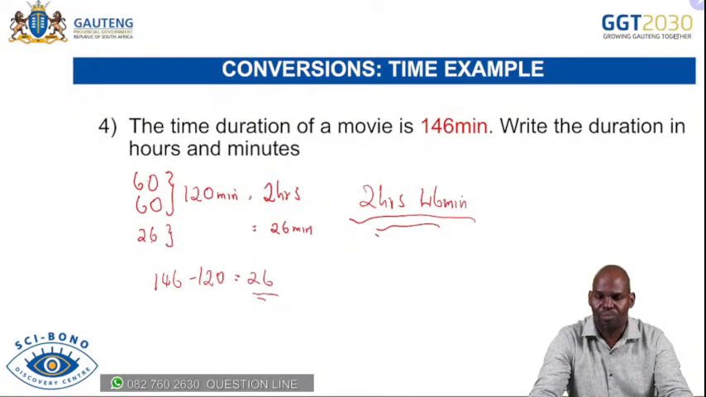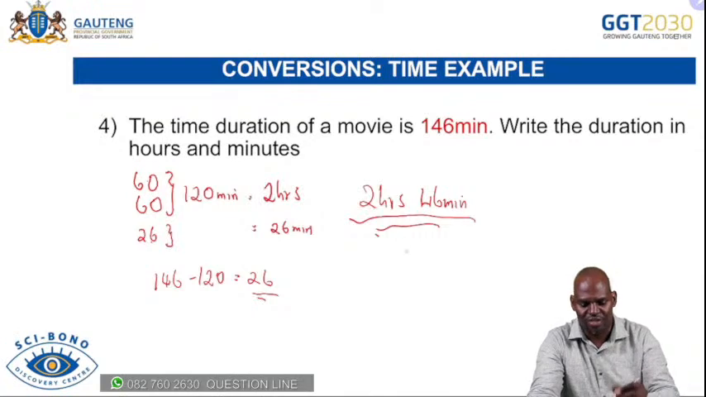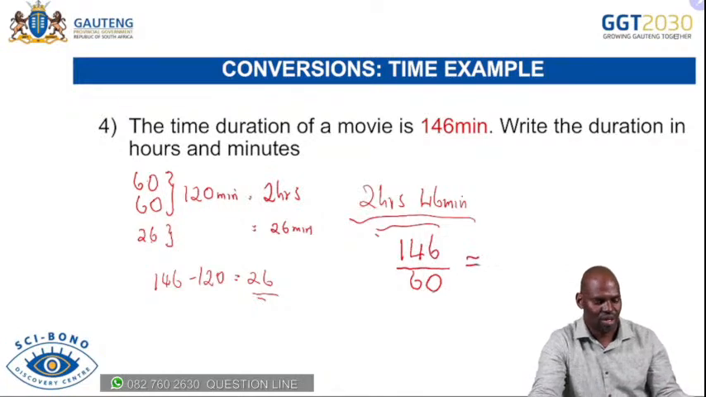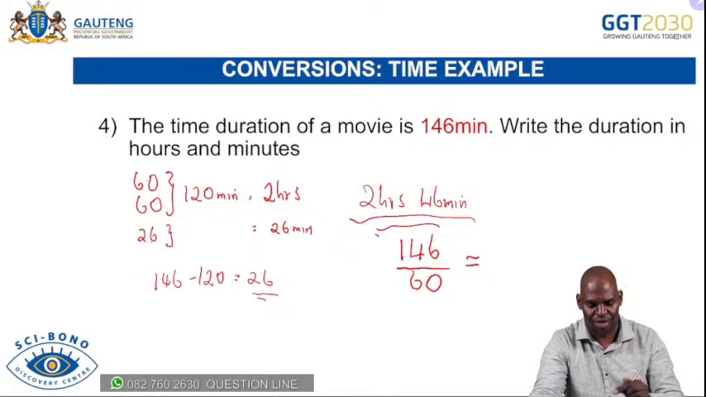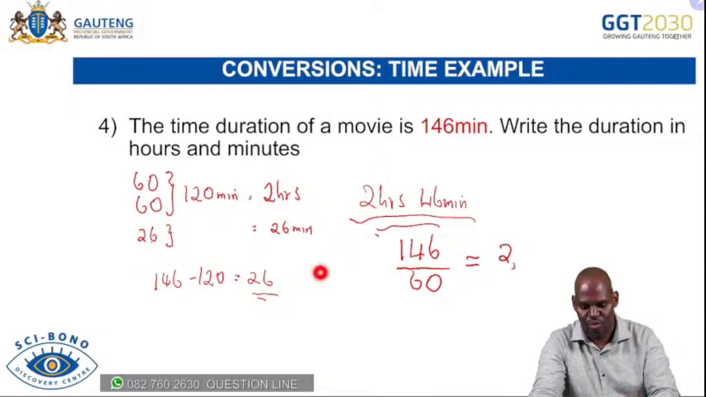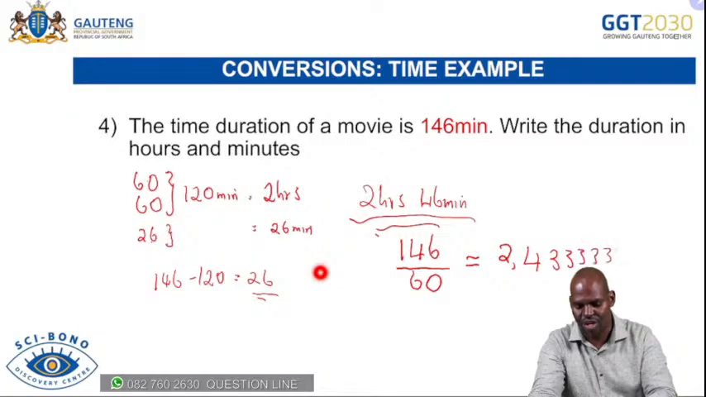Some people will still prefer to divide. Okay, now if you divide, it means you take 146 and you divide it by 60. So if you say 146 divided by 60, you get 2.433 with 3 recurring there.